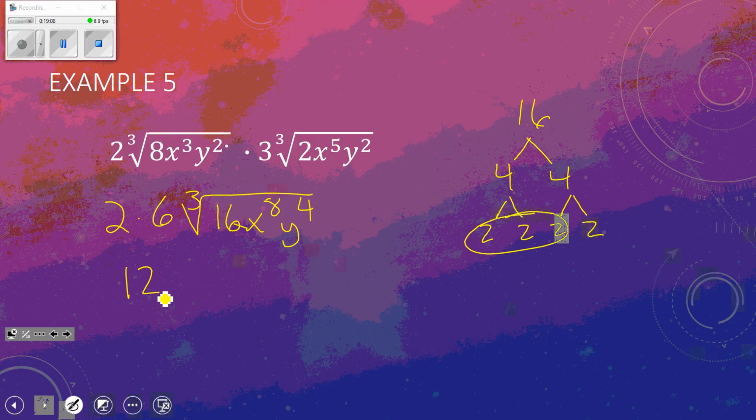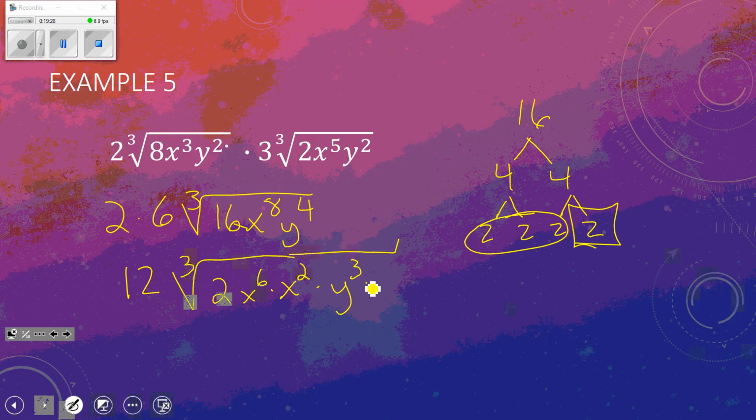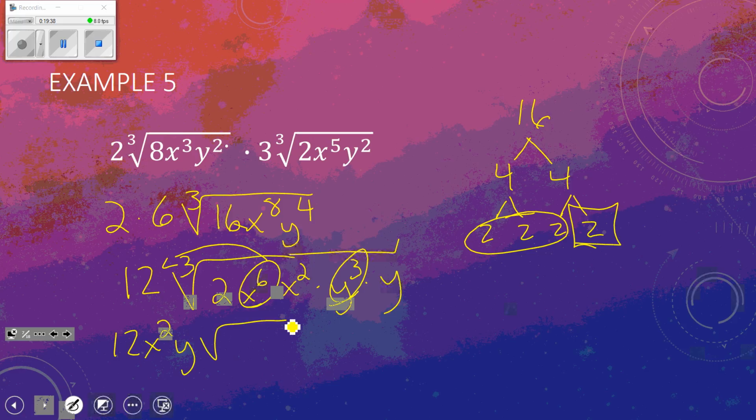12. And then on the inside, I'm going to have that guy by himself times the cube root of 2. X to the 8th needs to break down into x to the 6th times x squared, right? Highest multiple of 3 is 6. And then y to the 4th needs to break down into y to the 3rd and y. So we can take these 2 to the outside. So this will become 12x to the 2nd y times the cube root of 2x squared y. How many got it? If you didn't, do you know where you went wrong?